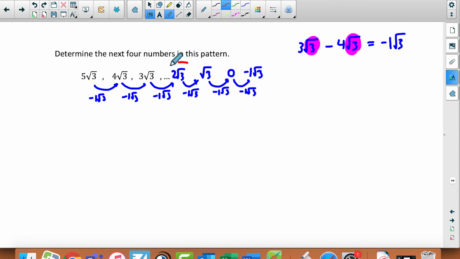Okay, don't be too alarmed if that question kind of confused you. We haven't really done these radicals yet. We haven't done adding and subtracting them anyway. So I apologize for that. Probably shouldn't have put that question.